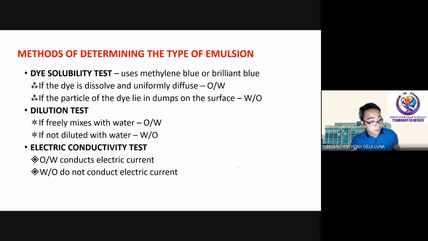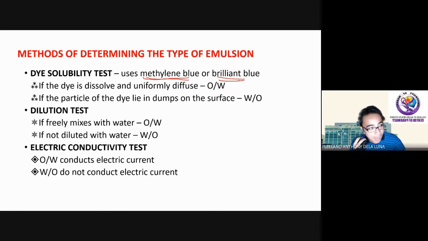Now, since we know that there are two types of emulsions, how will I know kung what type of emulsion yung meron ako? So there are basically three tests: dye solubility test, dilution test, and electric conductivity test. Madali lang naman itong maalala. Pag oil in water, ang kanyang external phase is water. Pag water in oil, ang kanyang external phase ay oil. Okay? So class, kung gagamit ako ng dye, such as methylene blue or brilliant blue, technically dapat ginagawa ninyo ito sa lab, pero dinidiscuss ko na lang. You're supposed to do this in the lab. We have an experiment for this.